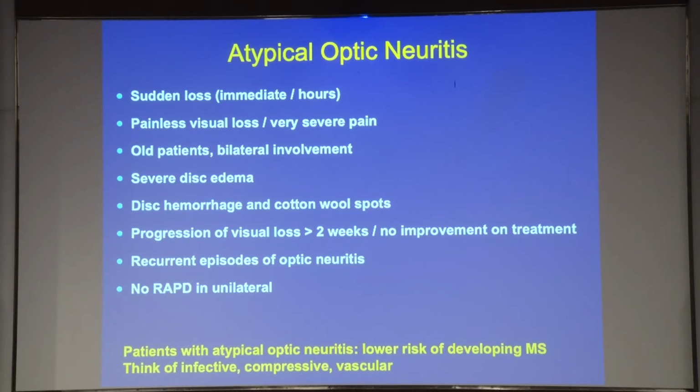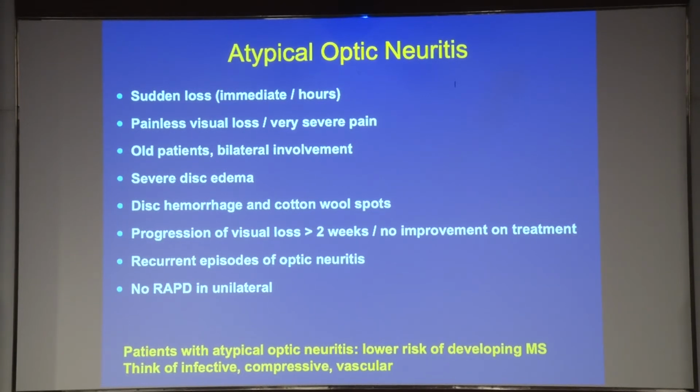Now, what is our understanding of atypical optic neuritis? Atypical optic neuritis is, in a way, saying anything that is not typical. So you would have a sudden loss of vision, immediate or over hours. Immediate, think ischemia. A few hours, probably inflammation, especially around the nerve. In typical optic neuritis it's usually over a day or two, the patient will definitely tell you. It may be painless or very severe. Both are not typical features.